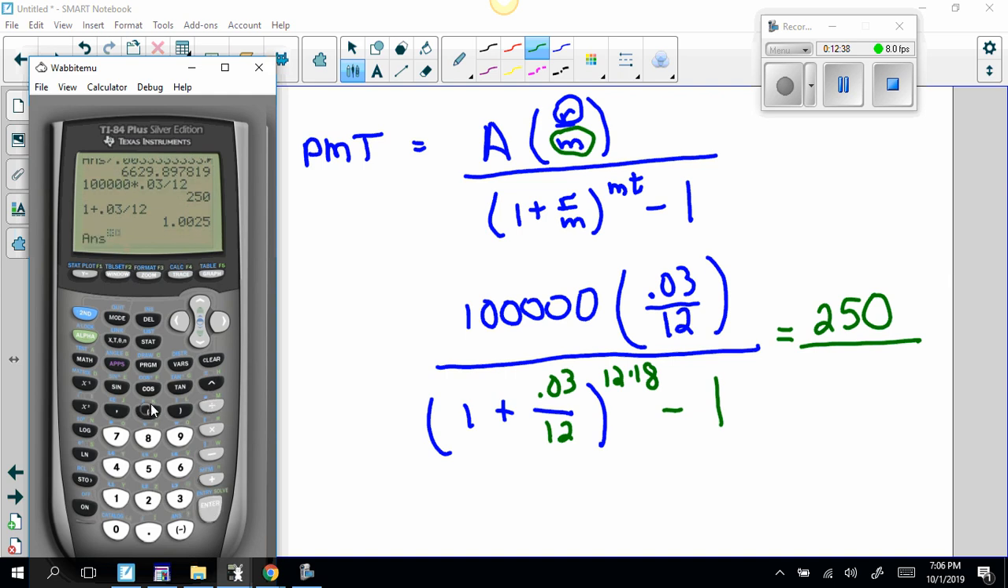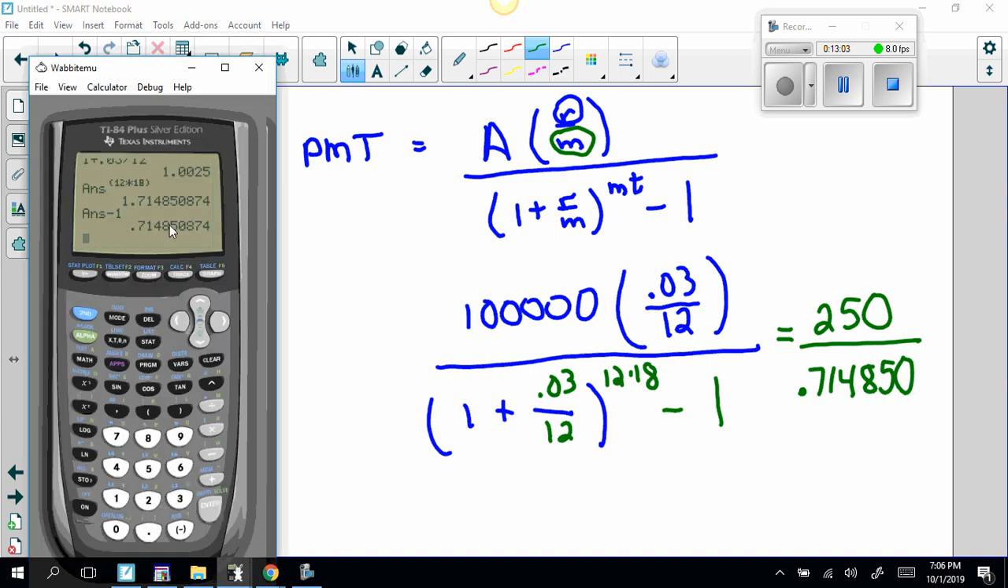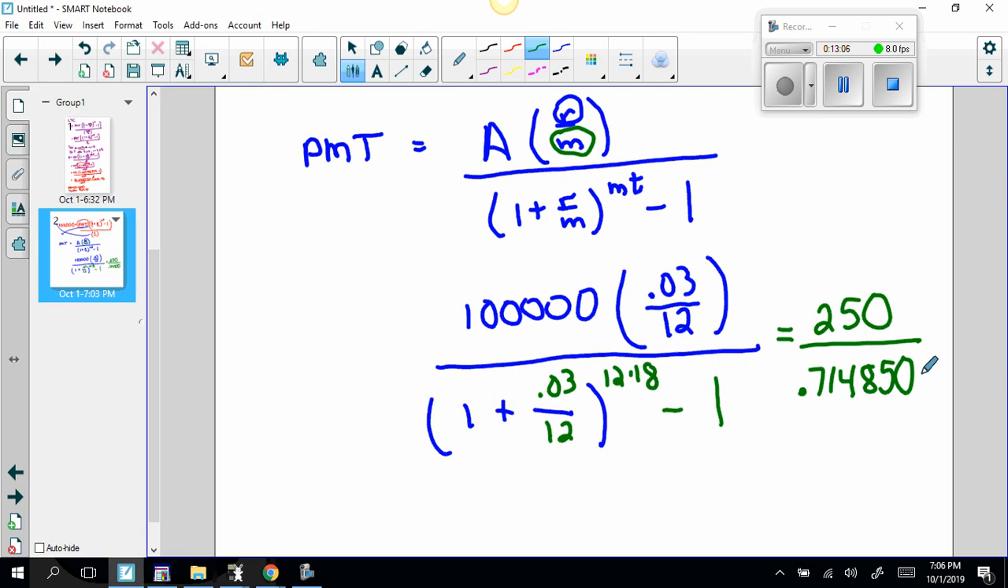Raise it to the 12 times 18. I don't really know what 12 times 18 is. 180 and 12 and 12, 204. Minus 1, 0.714850. 0.714850. 874.